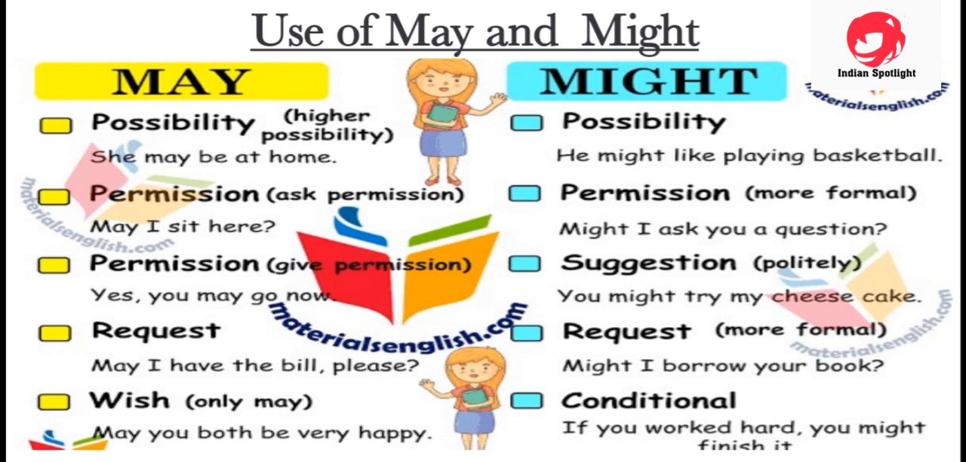While talking about might, it also refers to possibility, but in past tense. He might like playing basketball. Permission, more formal: might I ask you a question? If you are asking a question formally, then you have to go for might instead of may. Giving suggestion: you might try my cheesecake. Request, more formal: might I borrow your book?